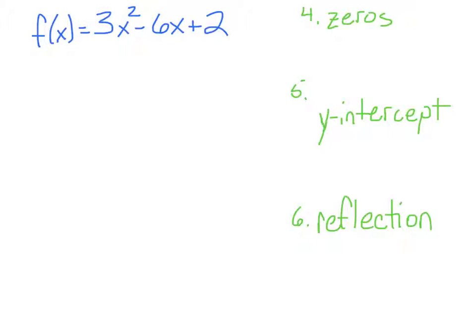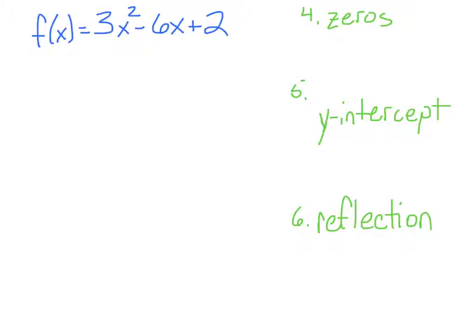Here's the same quadratic function as we had in the last part. We're going to answer 3 more questions about it. The first of those questions is to locate its zeros. The zeros of a quadratic function are where on the x-axis this parabola crosses.